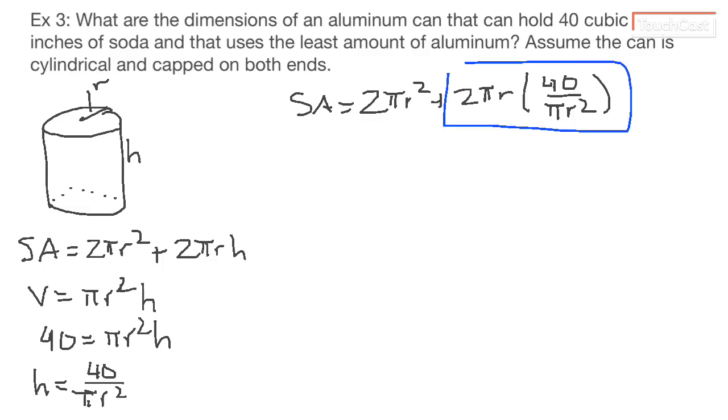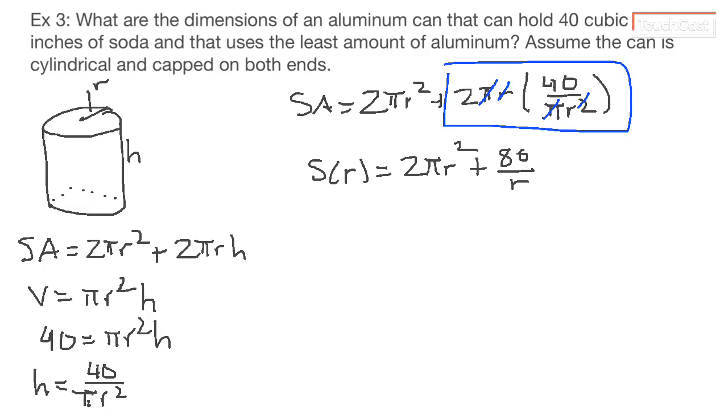Now over here in blue we can clean that up. We can get rid of an r, we can get rid of pi even. And then we can multiply. 2 times 40 is 80. So we can rewrite this surface area function. So we can call this S of r, surface area with respect to radius, is going to be 2 pi r squared plus 2 times 40, we said, is 80 over r.